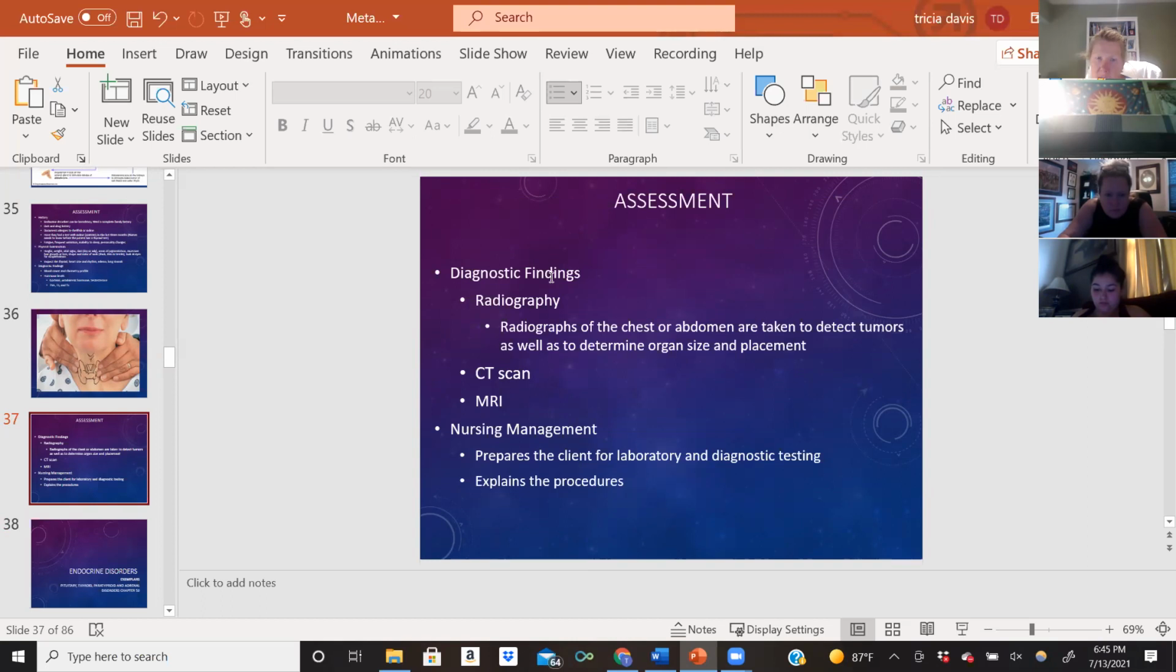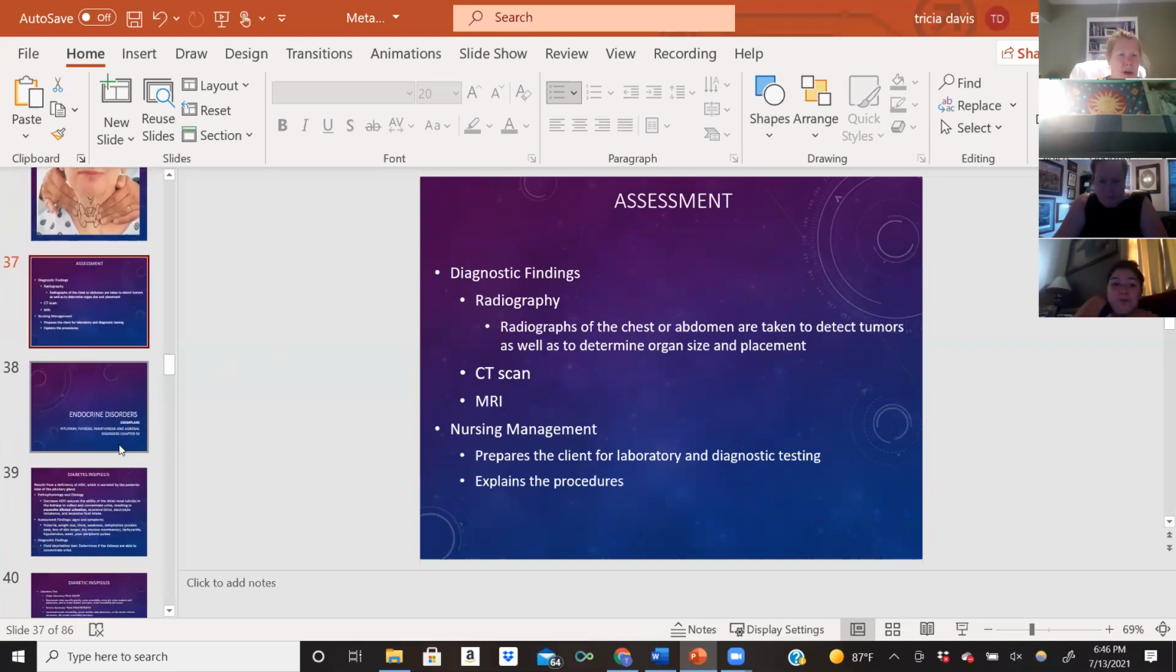Nurse management with regards to diagnostic findings, we're just going to make sure that when they're going for tests, we're going to prepare them for their laboratory and diagnostic testings. We're going to make sure that we explain all the procedures to them so they know what to expect. If they need to be NPO after midnight, or if they have to have fluids because they're having contrast, those are the things that we would make sure we did before. But obviously, this is just a general overview. We're going to talk more in detail with each exemplar.